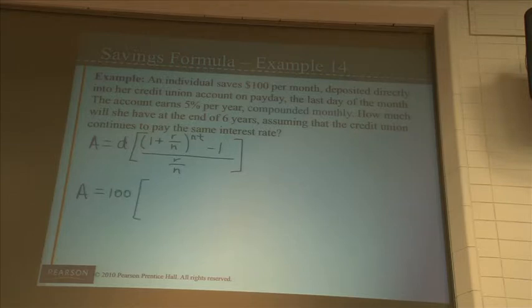And then on the inside, across the top, that's 1 plus our interest rate, 5%, so 0.05, over the number of times compounded. Well, it says we compound monthly, so it's going to compound 12 times, raised to the 12 times 6, right? Times 6 years, we're compounding 12 times. Then we have a minus 1 across the top, all over that 0.05 over 12.